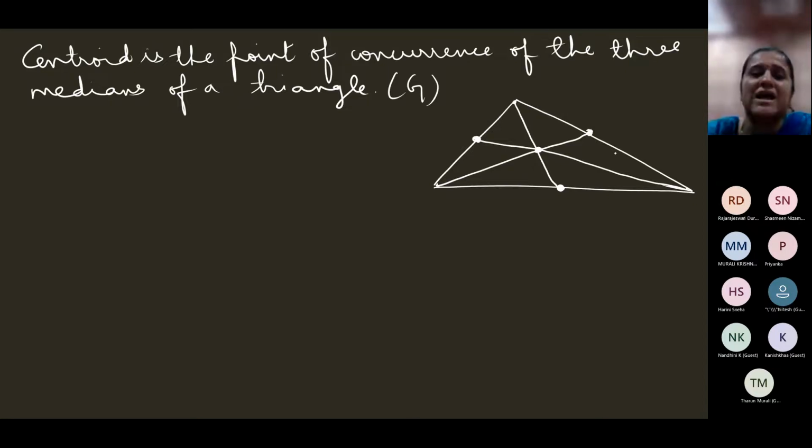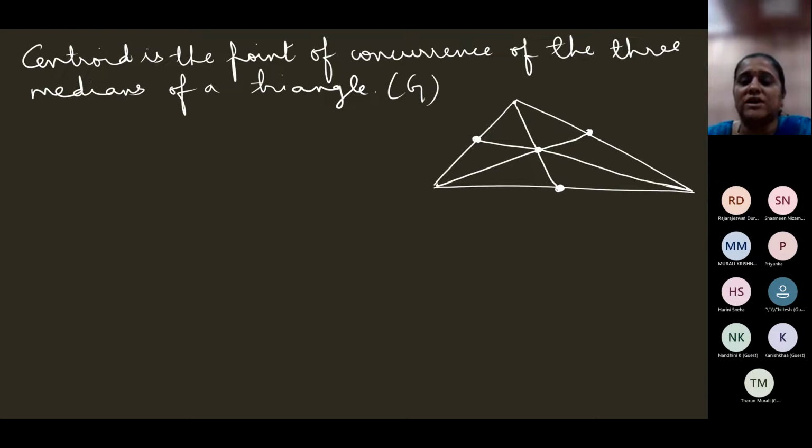Where does the median land? The median lands from the vertex on the midpoint of the opposite side. It will come from one vertex and land on one side, and the landing point is the midpoint of that side, if it is the median. So they need not say that's the midpoint. If it is a median, then this is the midpoint of this side.